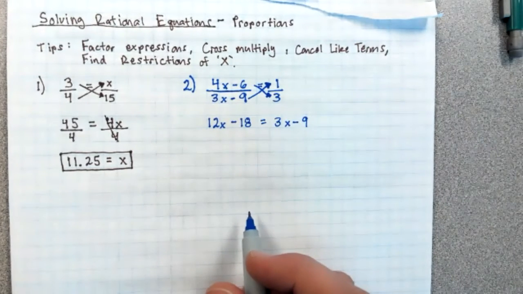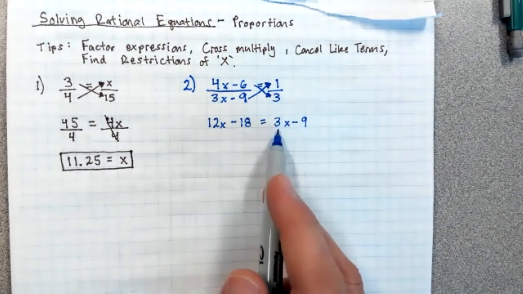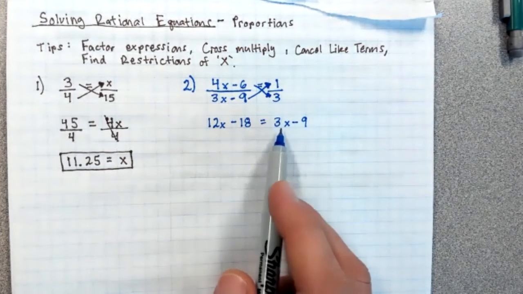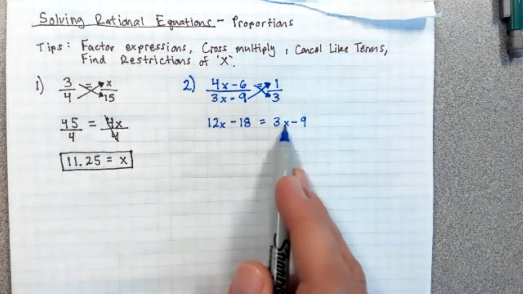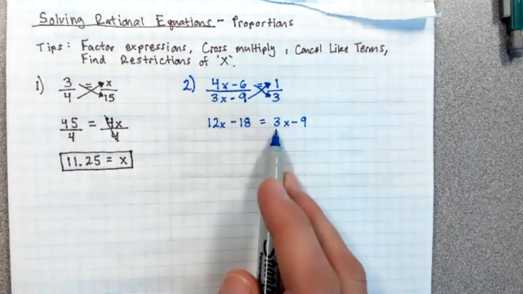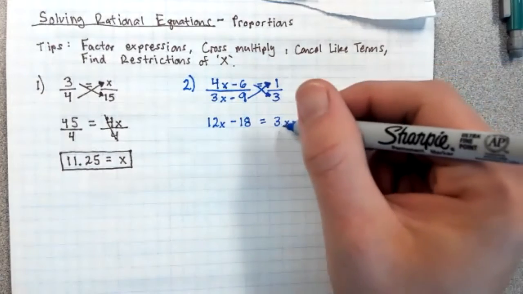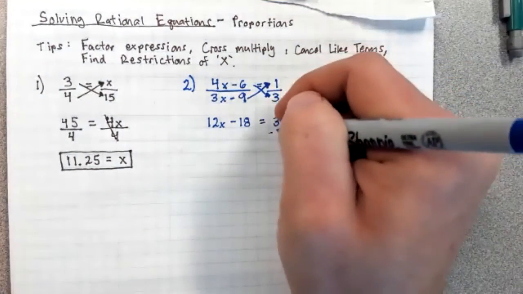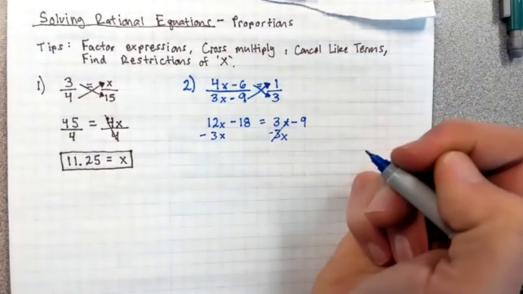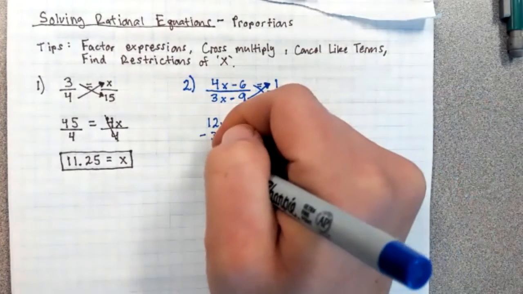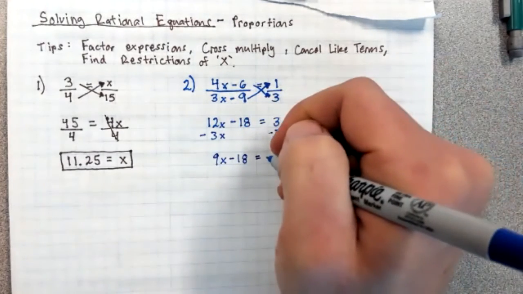Now, solve this. Since we don't have a quadratic, we're not going to set it equal to 0. But one thing that you remember from Algebra 1 is if I have a variable on the left-hand side of the equation and a variable on the right-hand side, that's not so good. I need to get those to one side of my equation. So I think it would probably be easier to take away 3x. If I subtract 3x here and subtract 3x here, I will be left with 9x minus 18 equals -9.